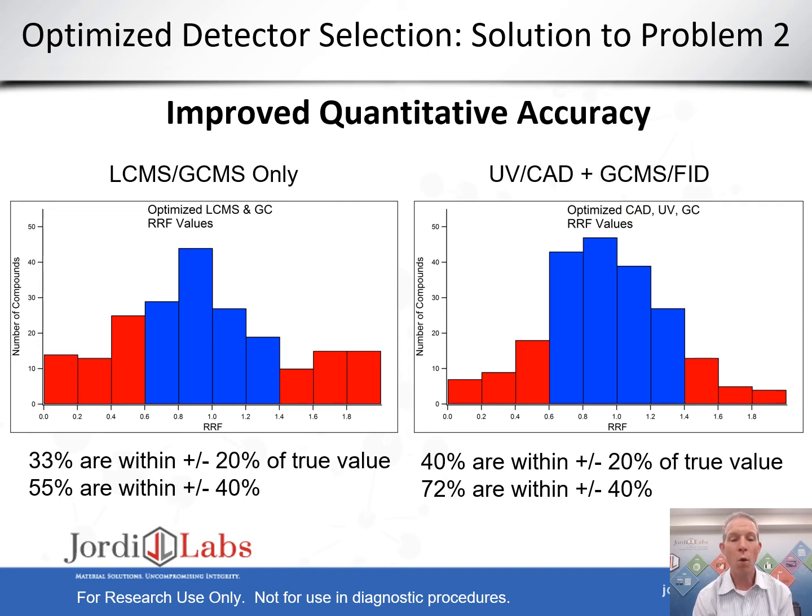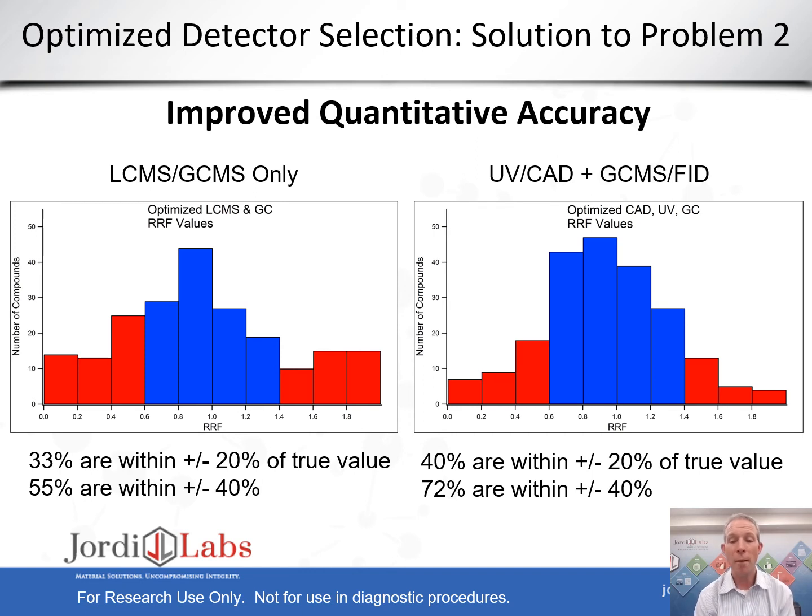And we see that only 33% of the compounds in the database have an accuracy within plus or minus 20%, even if we use the optimum detector between GCMS and LCMS. And 55% of the compounds are within 40% of the true answer. Now, contrast that with what we can get if we use UV, CAD, GCMS, FID. And you'll note that I've left out LCMS for reasons I'll explain shortly.